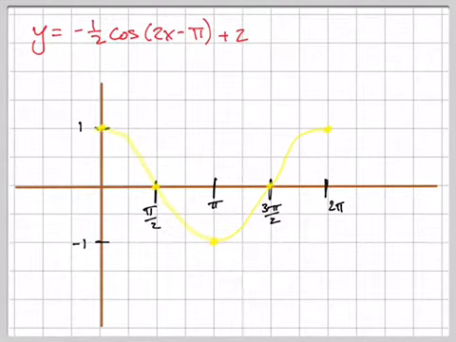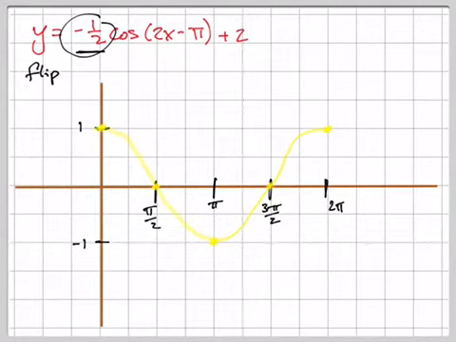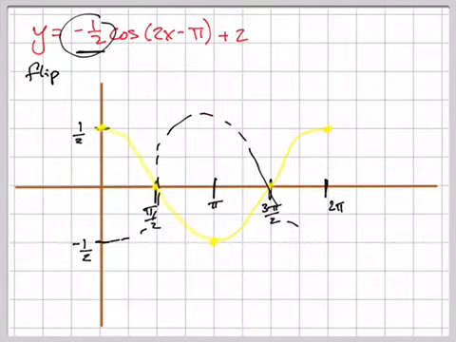What do all these things do? What does a -1/2 do? It's an amplitude, right? And also the negative does what to it? It flips it. So it's going to flip upside down, and instead of going up to 1, it's going to go up to 1/2 and down to 1/2, right? So that's what that will do, and it also flips it. So I'll just do like that.